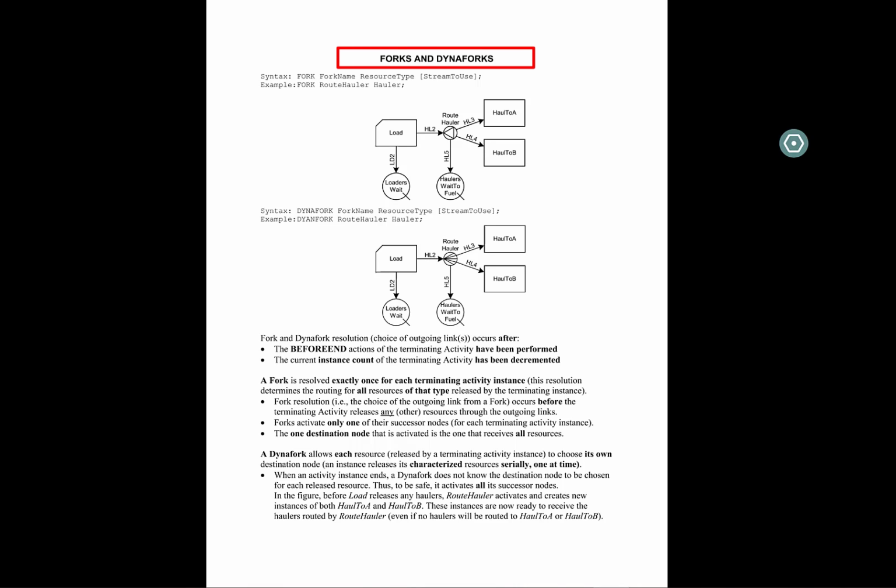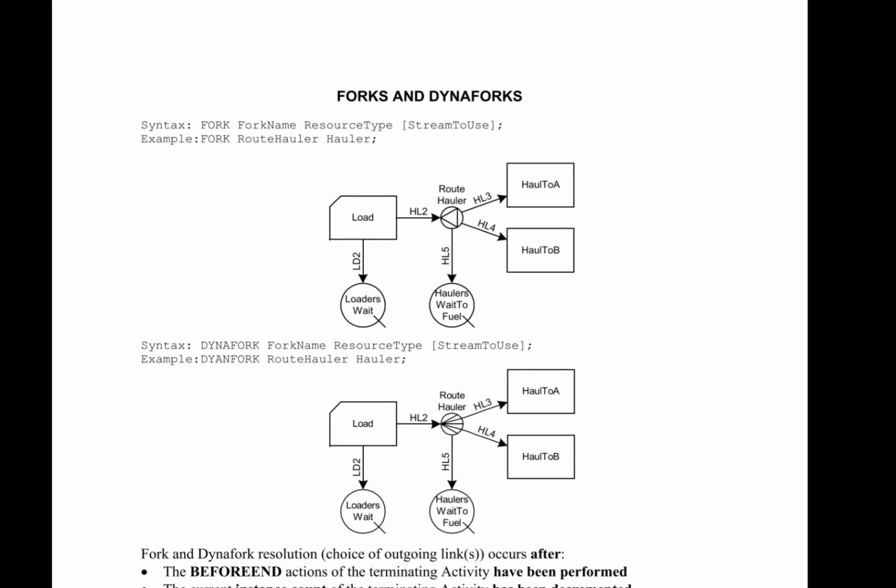Forks and Dynaforks in Stroboscope. It is often necessary to make decisions about the routing of resources and the sequence of activities in a simulation model. Other times, it is necessary to model the routing of resources or the start of successor activities based on a random selection process.